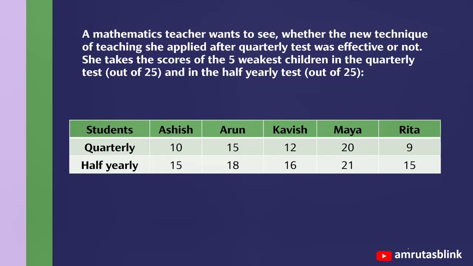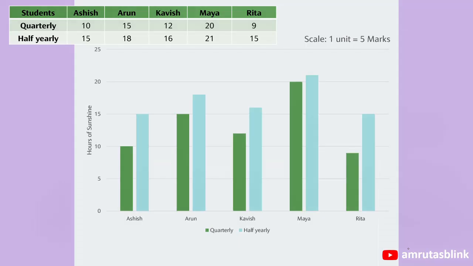Example 16. A mathematics teacher wants to see whether the new technique of teaching she applied after the quarterly test was effective or not. She takes the scores of the 5 weakest children in the quarterly test out of 25 and in the half yearly test out of 25. Students: Ashish, Arun, Kavish, Maya and Rita. Quarterly: 10, 15, 12, 20 and 9. Half yearly: 15, 18, 16, 21 and 15.